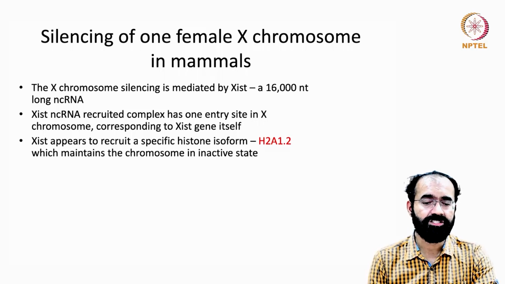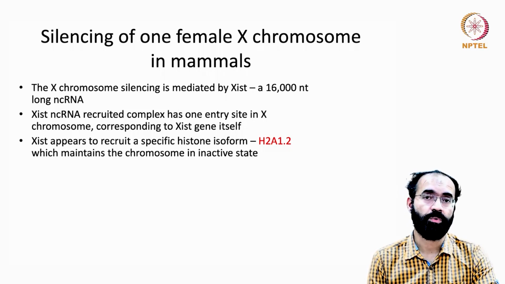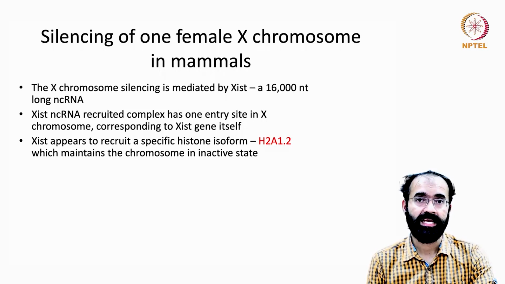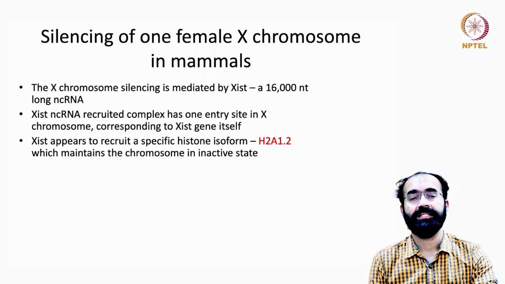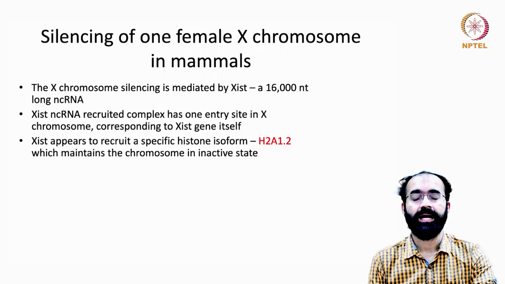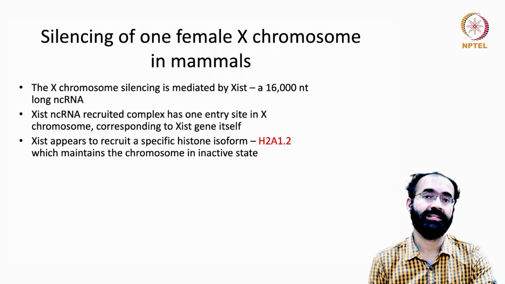So Xist appears to recruit a specific histone isoform. What are histones? Histones are proteins that interact with the DNA and compact it. All of you have heard about chromosomes, right? In the metaphase stage of cell division, you see really fat chromosomes. Actually, chromosomes are nothing but DNA. But during cell division, this DNA is compacted very strongly with the help of histones. These histones protect the DNA and also compact the DNA. Both ways it helps. And of course, histones have a lot of role in gene expression also.